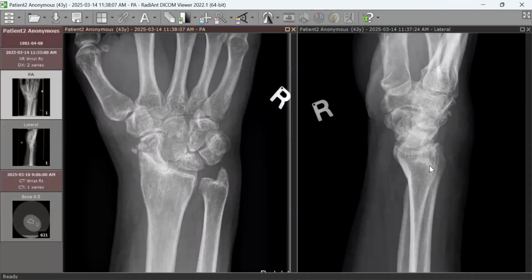Yes, you're right. It's more like that. Yeah, I agree with you. Which is likely associated with the scaphoid fracture. Yeah, I agree with you.